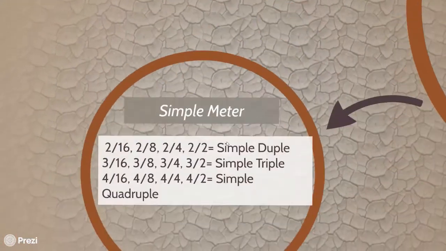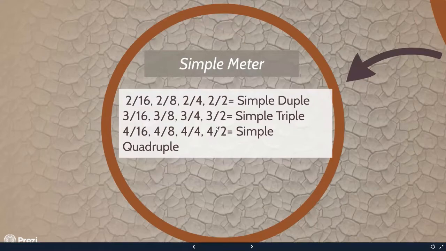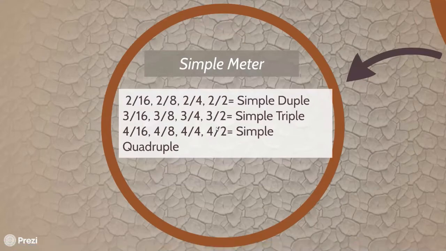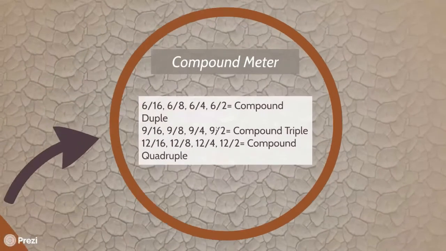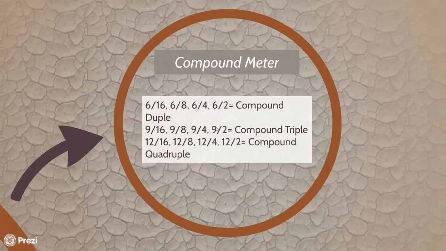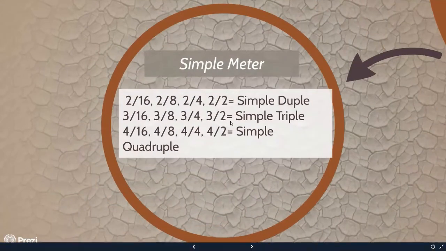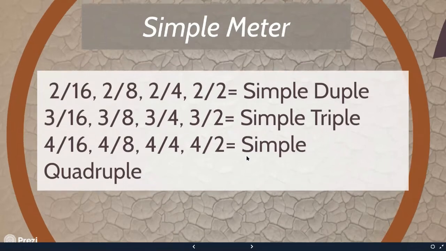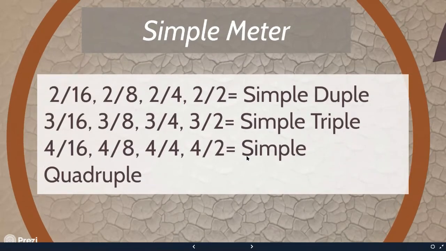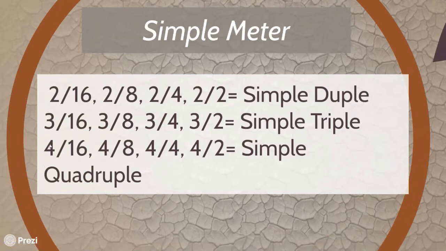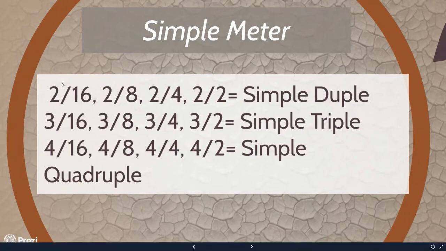Okay, there are different types of meters. There's a simple meter and a compound meter, but we're going to talk about the simple meter right now. Simple means, I guess, that it's easier. Here's a shortcut: any time signature that has the 2, the 3, or the 4 on the top number means that it's going to be simple.